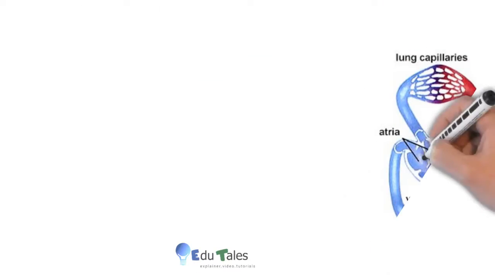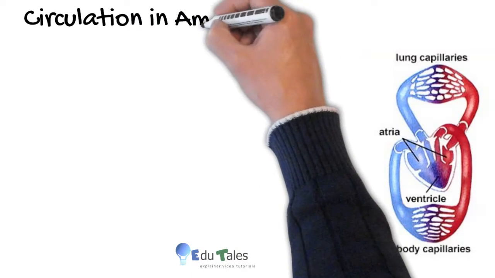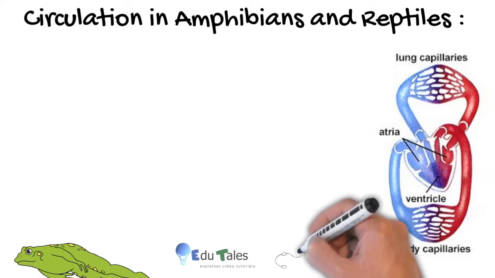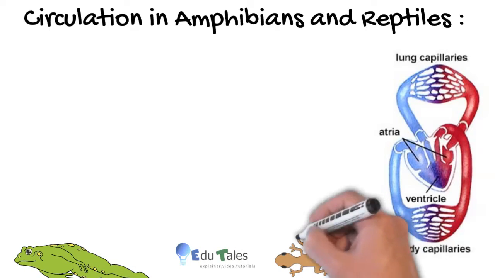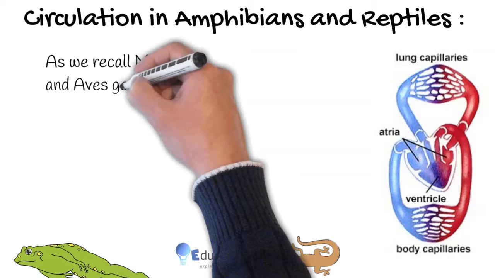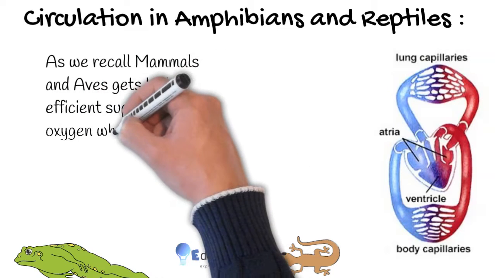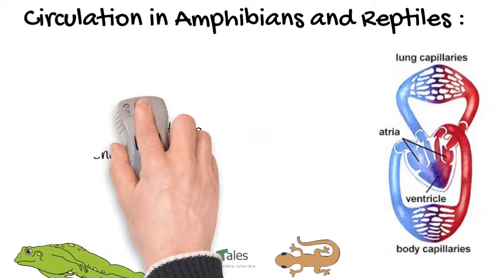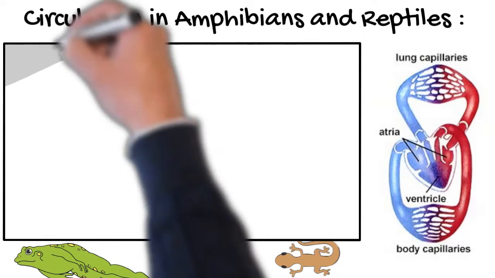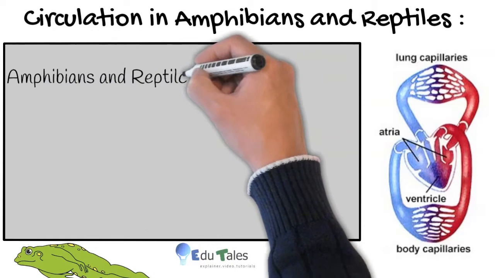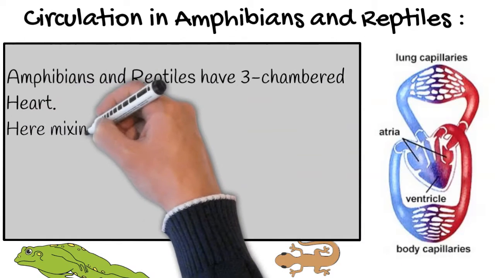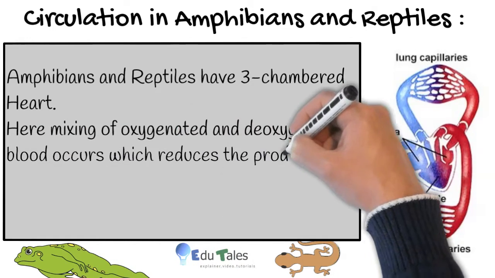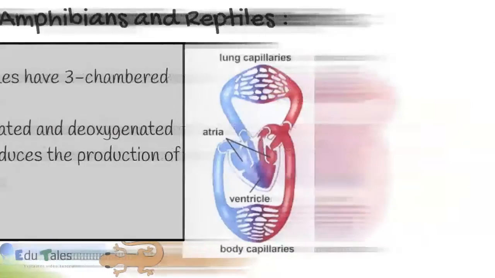In most amphibians and reptiles, they have a three-chambered heart. As we recall, mammals and aves get a highly efficient supply of oxygen, which produces lots of energy, as in mammals and aves, mixing of blood does not occur. Now here, amphibians and reptiles have a three-chambered heart, that is two atria and one ventricle. So there is a mixing of oxygenated and deoxygenated blood, and this reduces the production of energy.